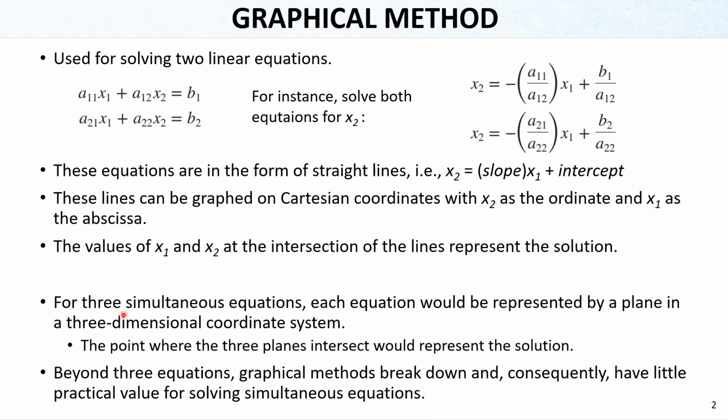If we have three simultaneous equations, on the other hand, it will be a little bit more complicated, but we can still use this graphical method. Each equation would be represented by a plane, rather than a line, in a three-dimensional coordinate system, and the point where the three planes intersect would represent the solution. Beyond three equations, graphical methods break down and consequently have little practical value for solving simultaneous equations, because we cannot really represent more than three equations in a graphical format.